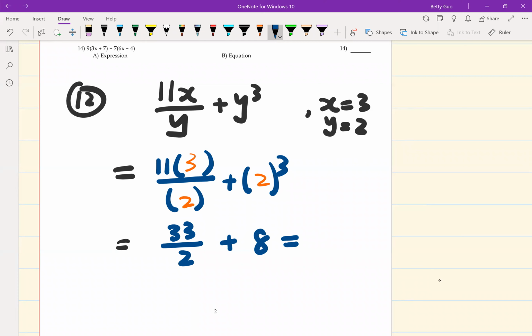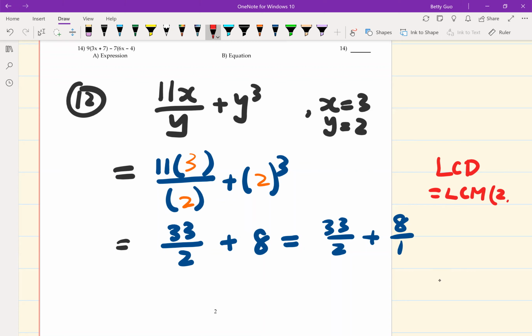Put a 1, yes, 8 over 1, that's a good idea. We can rewrite 8 as 8 over 1. We are going to add up the two fractions. Do the two fractions have the same denominators? No. So what do we need to look for in order to add them up? Least common denominator, exactly. The least common denominator of the two fractions is the least common multiple of the two denominators.